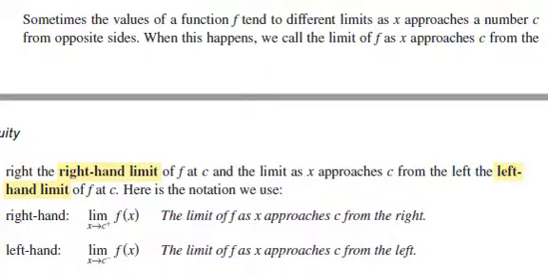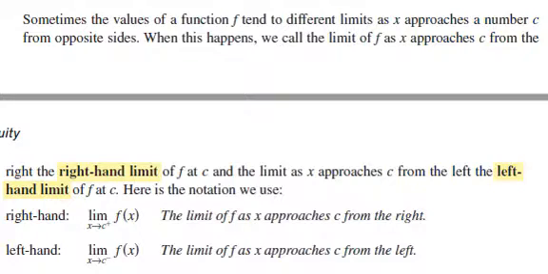Here's the notation. So the right-hand side will be limit of f(x) when x approaches c plus. It means that x approaches from the right side of the c, from those values greater than c. The limit of f as x approaches c from the right.